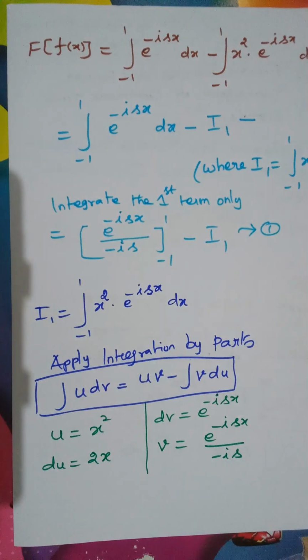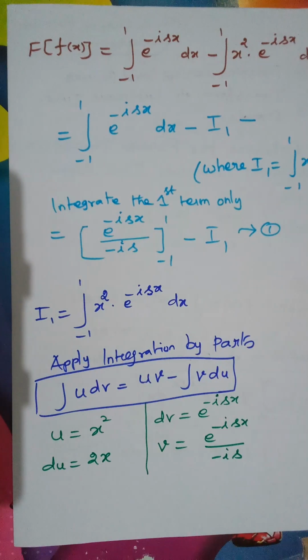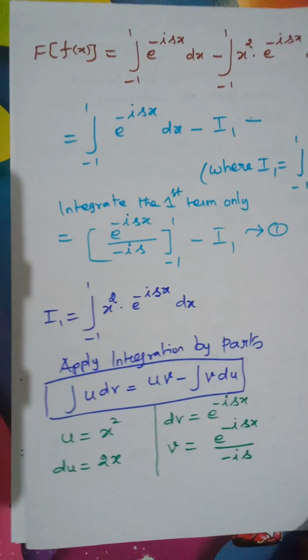So I am going to apply integration by parts: integral of u dv equals uv minus integral of v du. Let us choose u from the given integrand, obviously x squared, so the rest is dv, e power minus isx. From u, differentiating, I will get 2x. From dv, integrating, I will get e power minus isx by minus is. Very simple thing, we already know this.